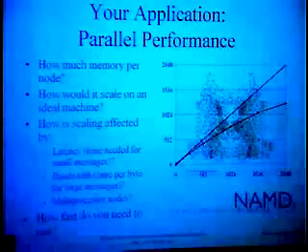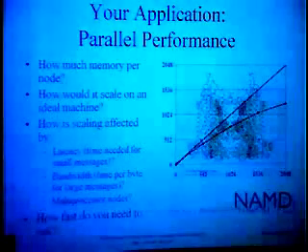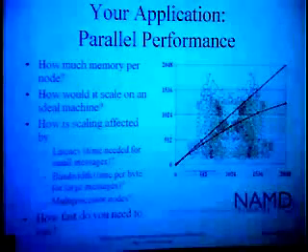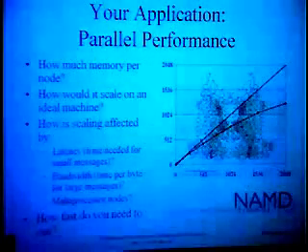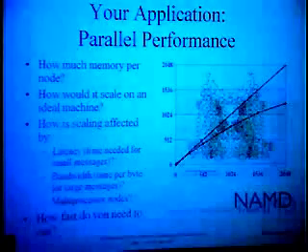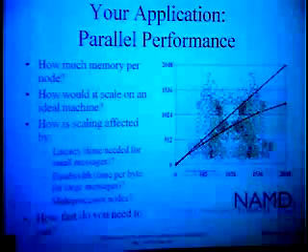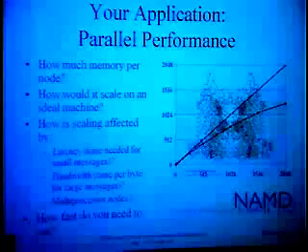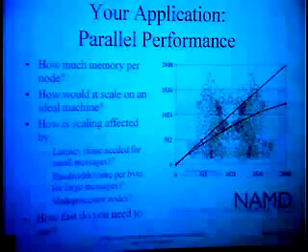So once you understand serial performance, if you've parallelized your application, what does it run like in parallel? How much memory do you need per node? If you run on one processor, you need 1 gigabyte of memory, but if you run on 10 processors, does each processor only have 100 megabytes? Or do you need the same amount of memory on every node? How much memory is that?